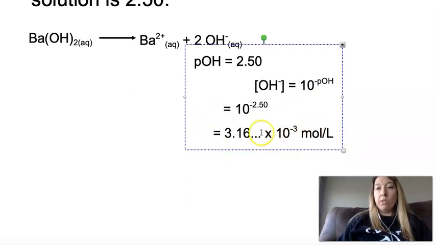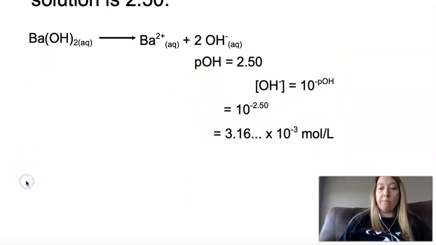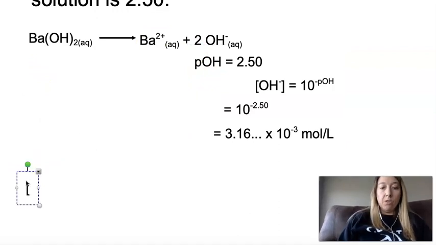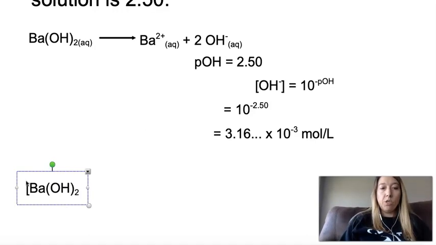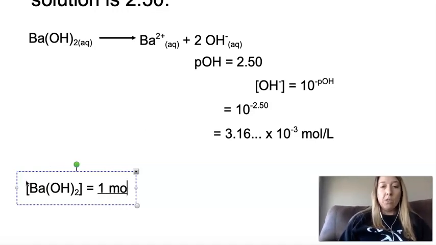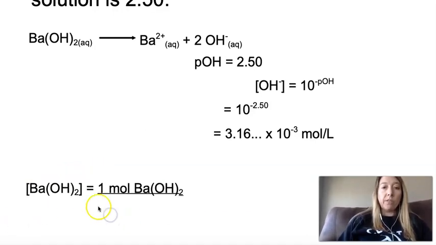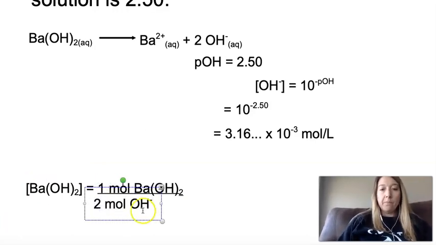Now that we know the concentration of hydroxide, we can do our unit analysis to get our concentration of barium hydroxide. So we can set that up. The concentration of Ba(OH)2 is going to equal our ratio. Because we are trying to find barium hydroxide, we're going to put that on top. So 1 mole of Ba(OH)2 over 2 moles of hydroxide.